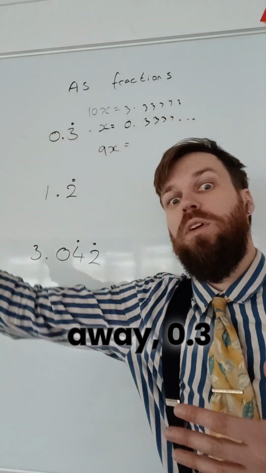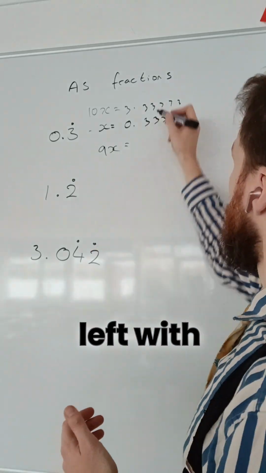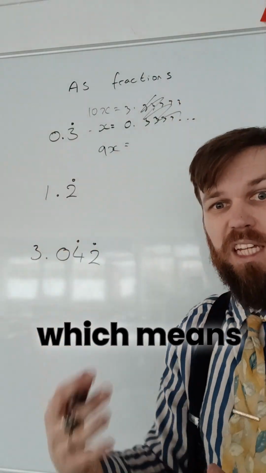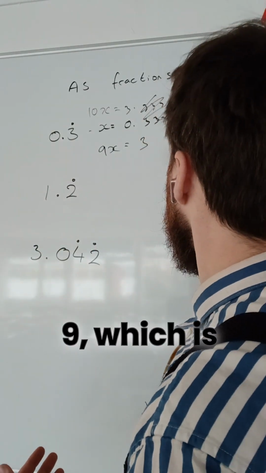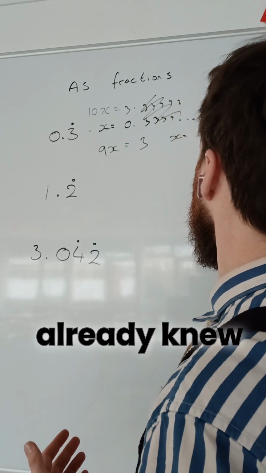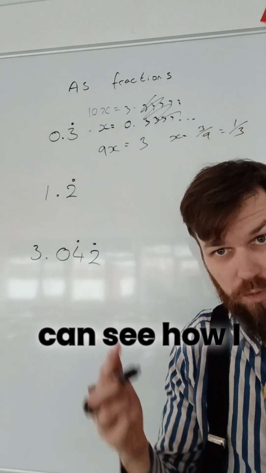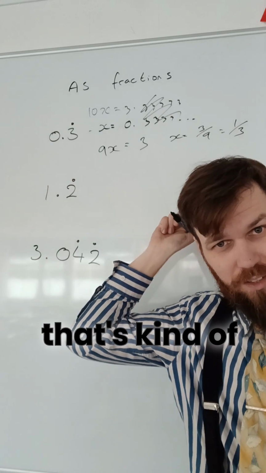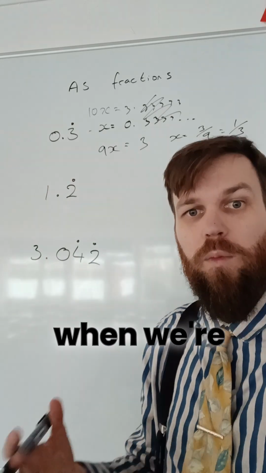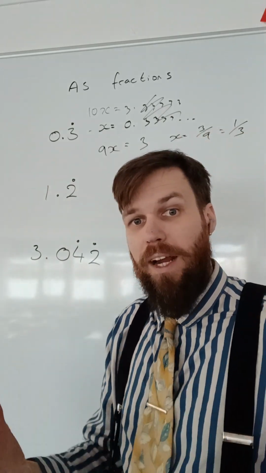And 3.3 recurring, take away 0.3 recurring, these cancel out. So I'm left with 3 take 0, which is 3. Which means that x is therefore 3 divided by 9, which is 1/3. For those of you who already knew that that was a third, you can see how I got there, but that's kind of proof. That's what we're doing when we're writing recurring decimals as fractions.